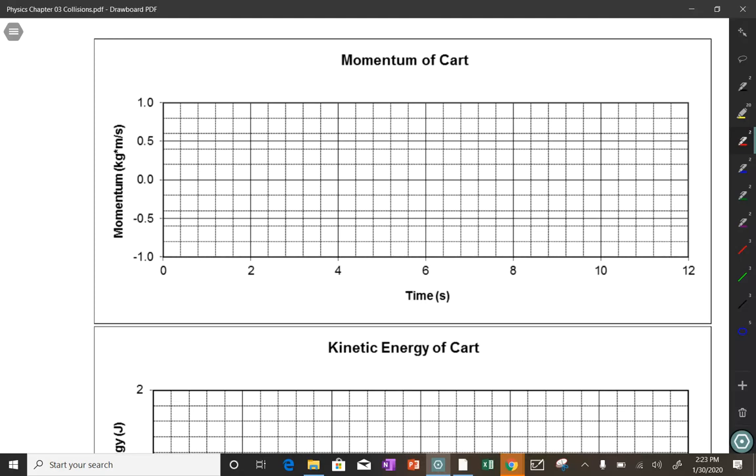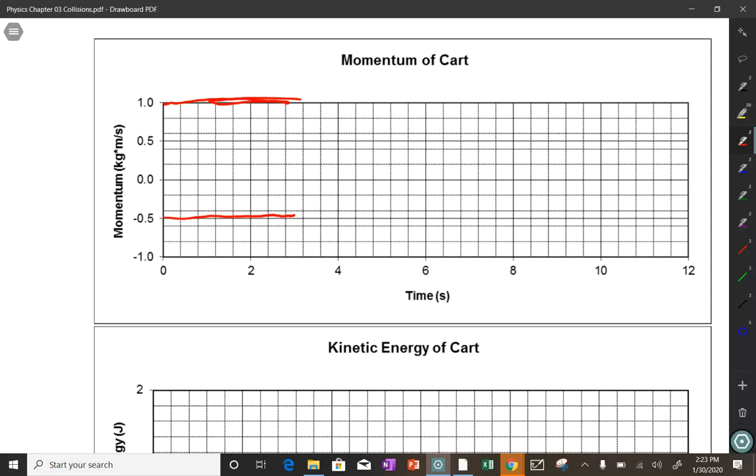We have cart 1 going to the right, cart 2 going to the left. So one's going to have a positive momentum, the other one a negative momentum. And if we push them about the same speed, because my cart 1 has twice the mass, its momentum should be about twice as high. So I expect cart 1 to be like this and cart 2 to be like that, about half as much, one positive, one negative. Then when they collide, they're supposed to stick together because that's what the inelastic case is. So they're going to end up at the same speed.